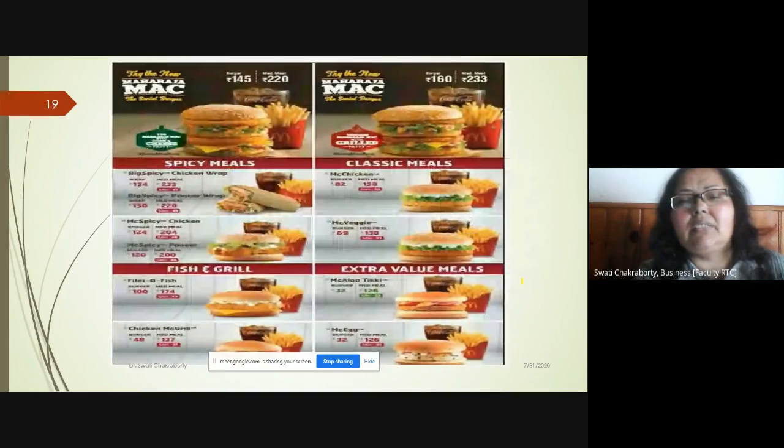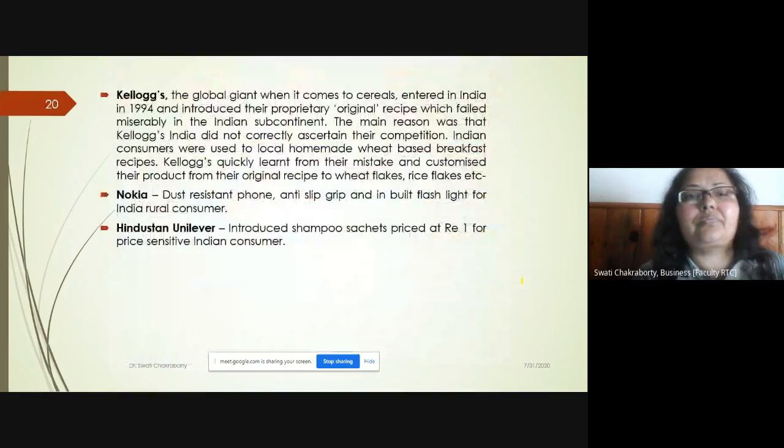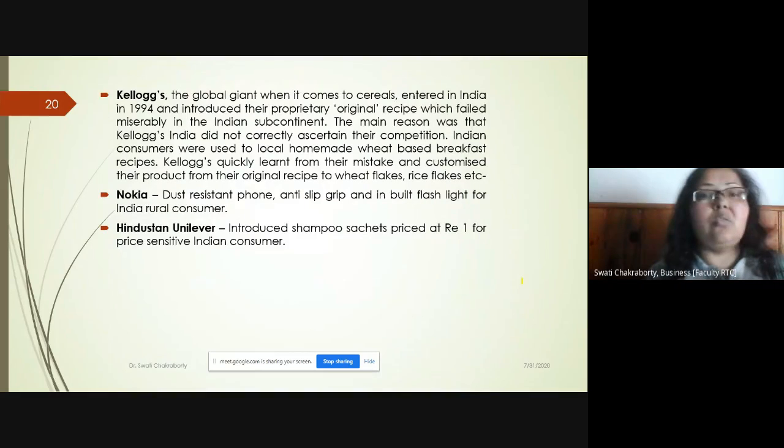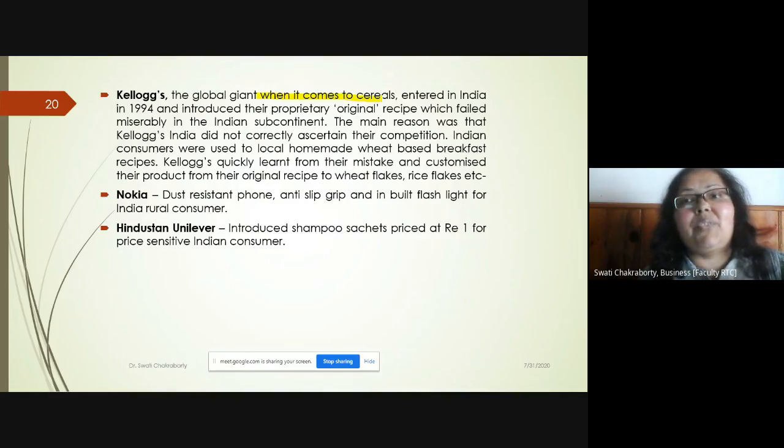These are the foods that we have here in India. The other example is Kellogg's, which is also quite famous. It is a very famous company when it comes to cereals. When they came to India and introduced their proprietary original recipe, it failed. Why? Because Kellogg's India did not look into who their competitors were, or what Indian consumers would want. They used to have homemade wheat-based breakfast recipes.